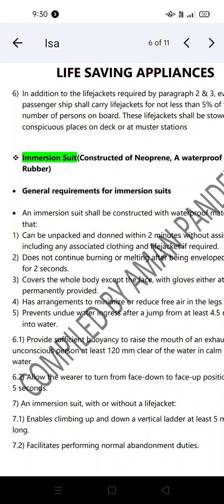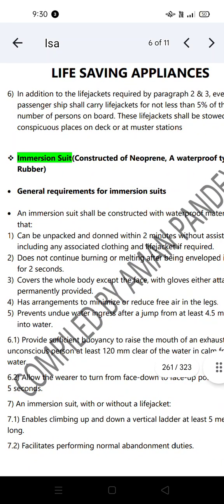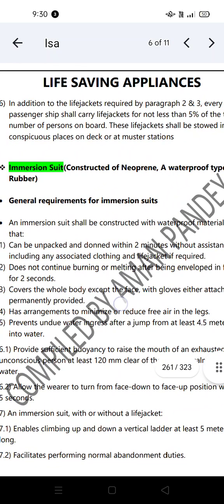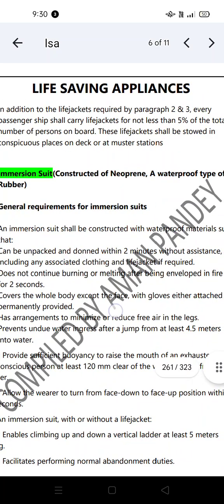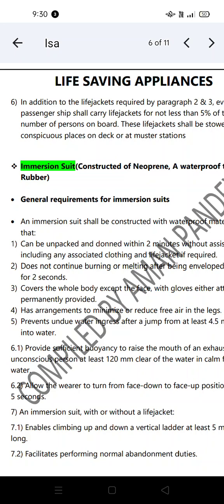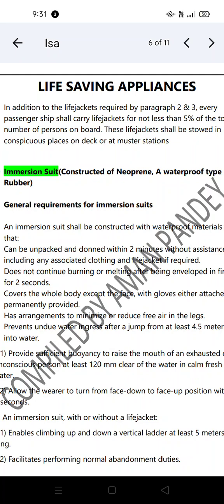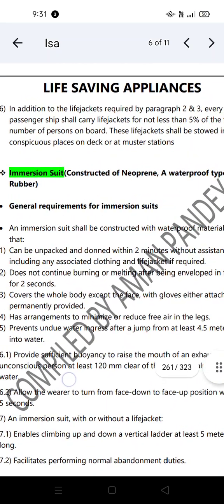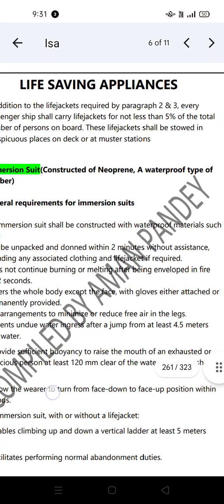These life jackets shall be stored in conspicuous places on deck or at muster stations. In addition to the life jackets required by paragraphs 2 and 3, every passenger ship shall carry life jackets for not less than 5% of the total number of persons on board. These life jackets shall be stored in conspicuous places on deck or at a muster station.